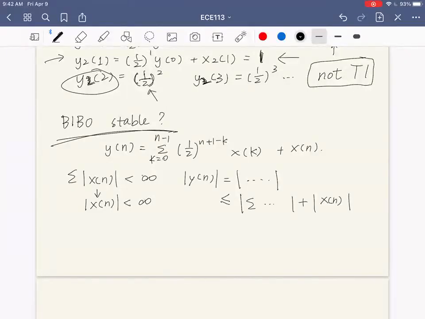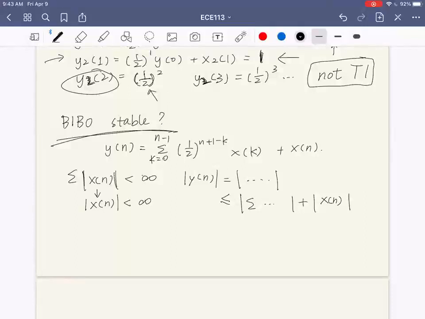Wait, I'm a little confused. Maybe I just didn't recall correctly, but does BIBO stability imply that the sum of the absolute value of x of n is less than infinity, or is BIBO stability just saying the absolute value of x of n is less than infinity? I think they mean the same because we add the absolute value to the x of n, right? So no, but I'm thinking, for example, the unit step function, right? The unit step function using the second definition you gave is bounded, but the sum of the unit step function is not bounded, right? Yes. So maybe I just don't remember, but I thought the unit step function counted as a bounded input. So I'm thinking, I don't know. I thought it was just the second definition, but I don't know.